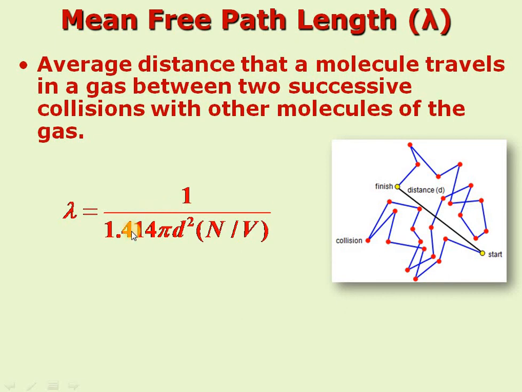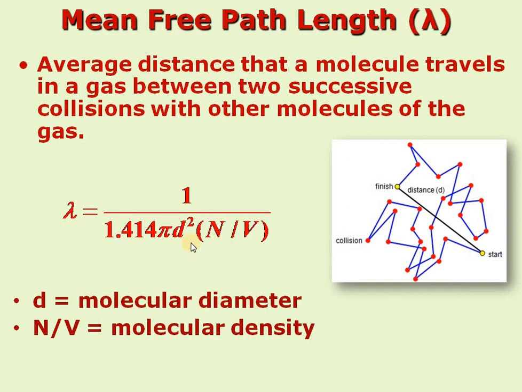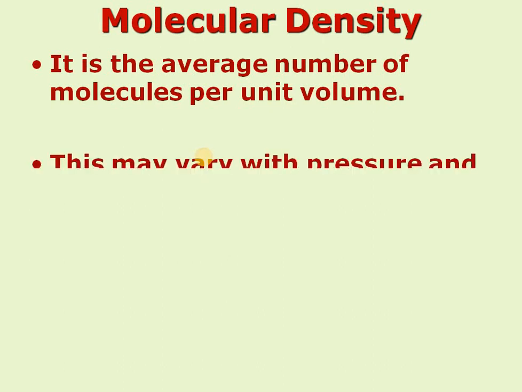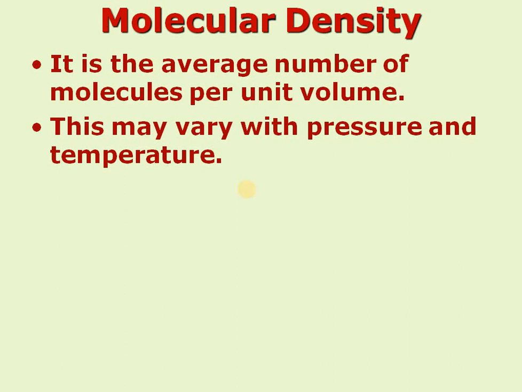So we have 1 by 1.44 pi d square N by V. Here d is the diameter of the molecule, and N by V is the molecular density. This is a theoretically calculated value, very useful for various calculations. Molecular density is another parameter. It is very simple: the average number of molecules per unit volume. We have already defined N by V, so it is not a big thing.